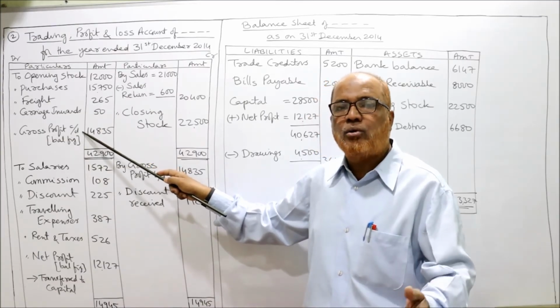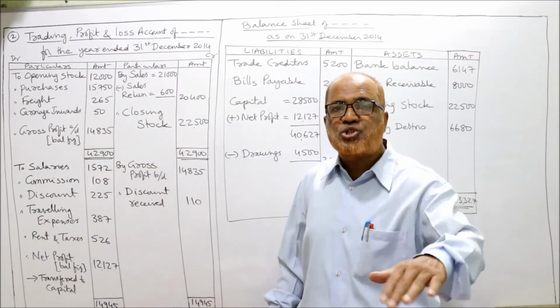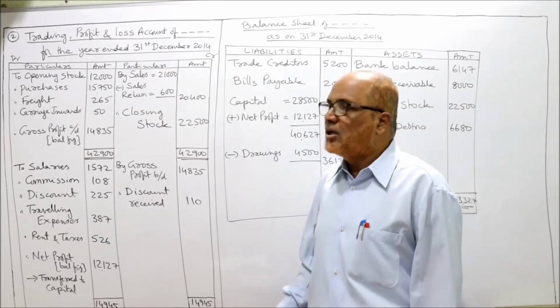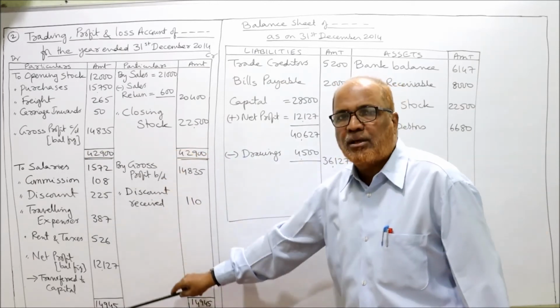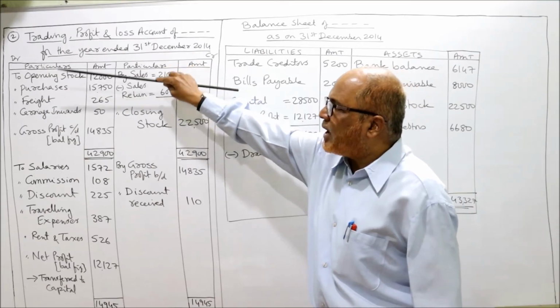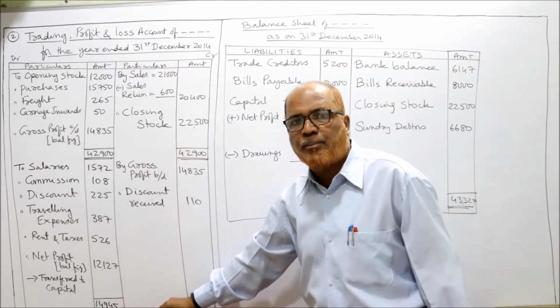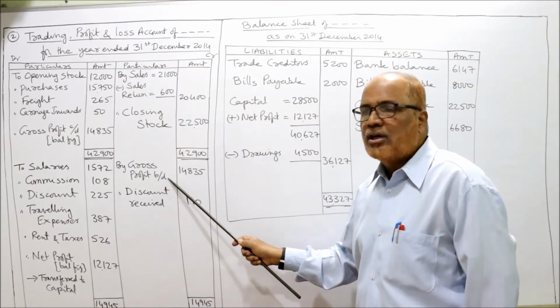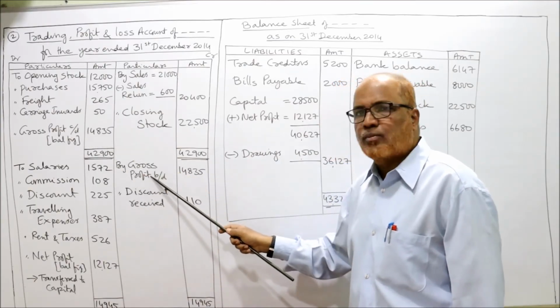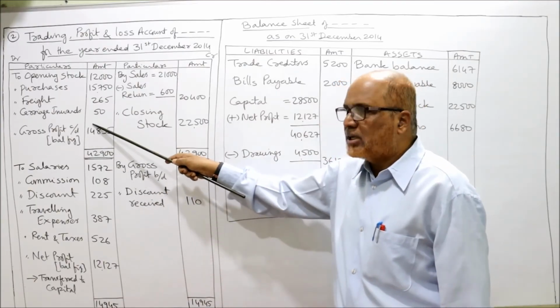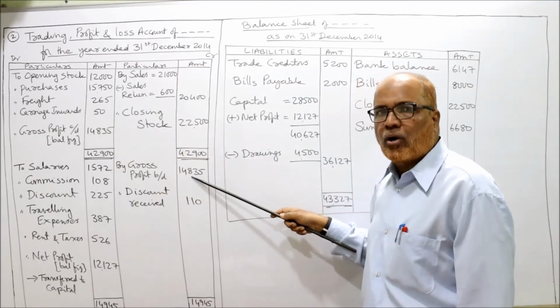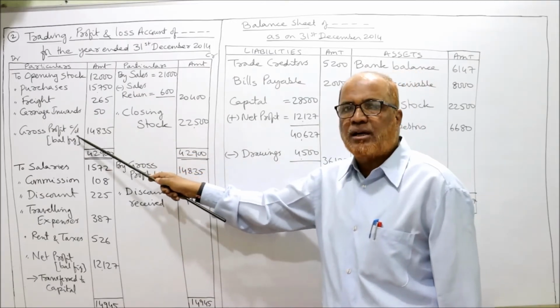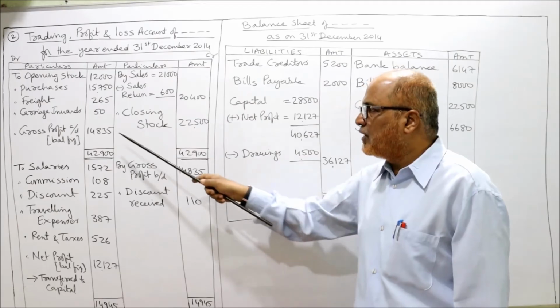Where it is carried down? To profit and loss account. It is transferred to profit and loss account. So from here onwards we are making the profit and loss account. First part trading account, second part profit and loss account. So by gross profit brought down, here it is carried down, here it is brought down. Above the total carried down, below the total brought down. Carried down debit side, brought down credit side.